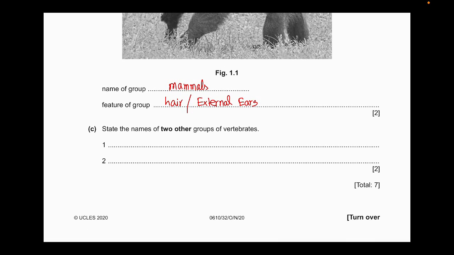State the name of two other groups of vertebrates. The two other groups of vertebrates will include fish, amphibians, birds, reptiles.